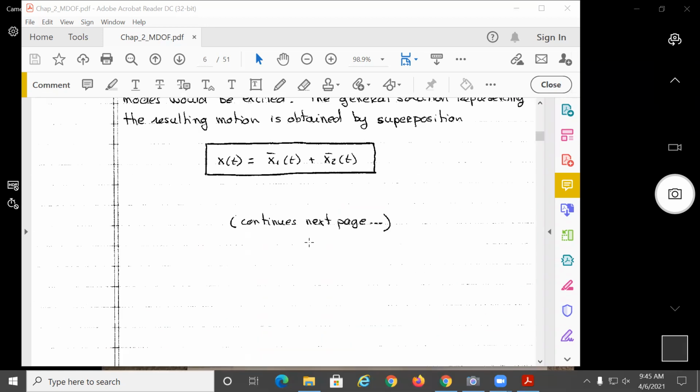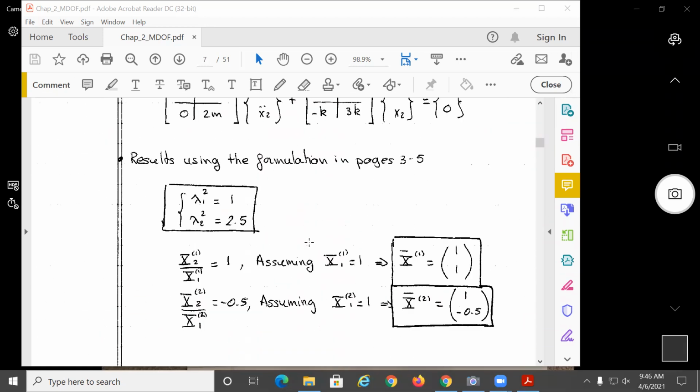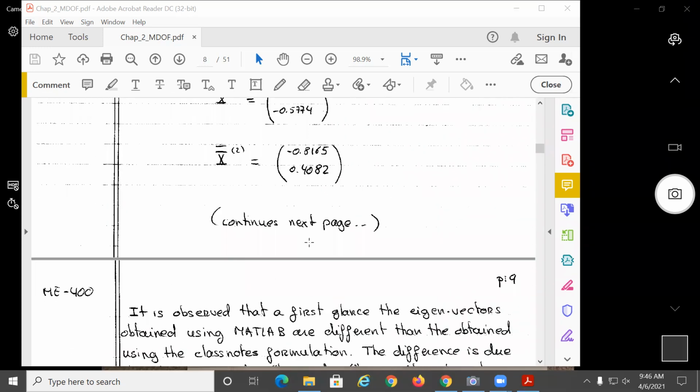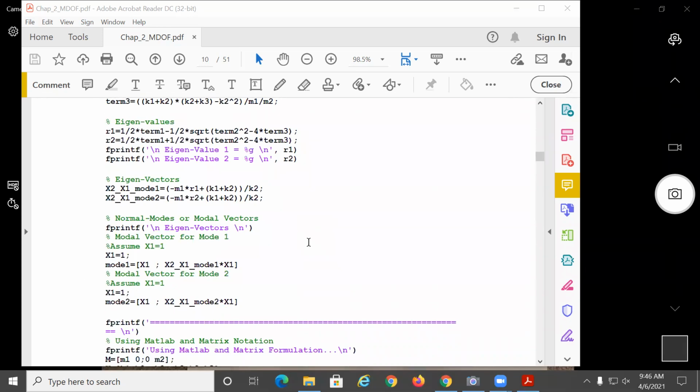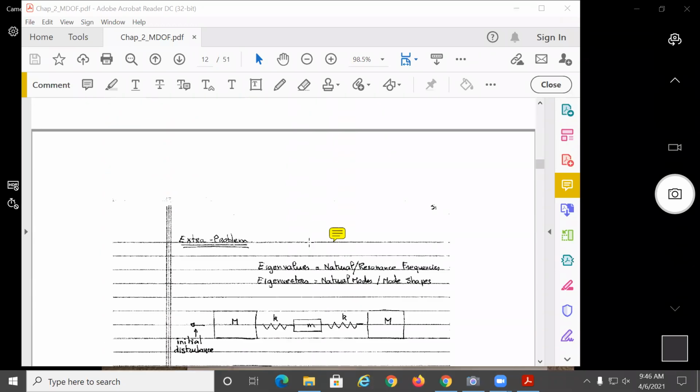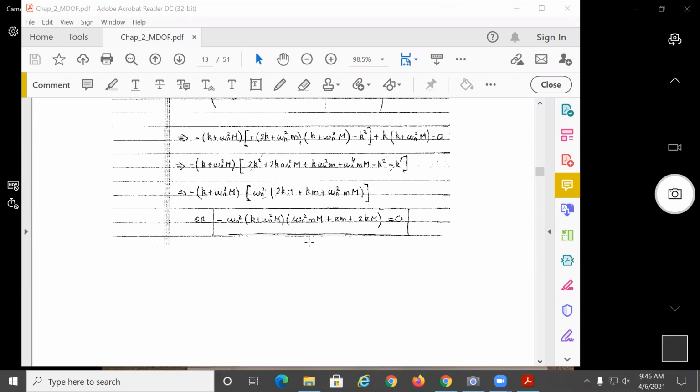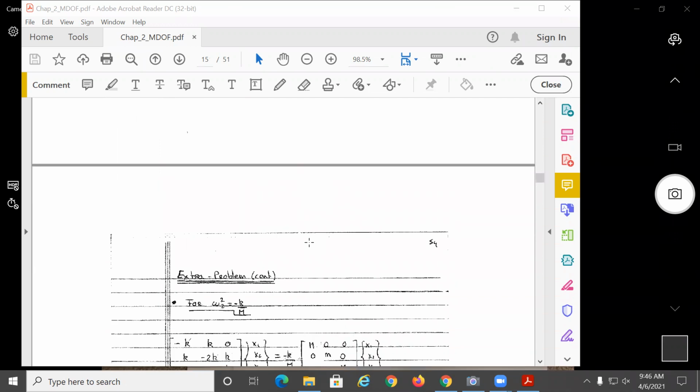That is for the free vibration, but when we had the forced vibration, so we did a problem here showing the mode shapes, then we went to the MATLAB code. Okay, that one we haven't done it. We might do it another time.